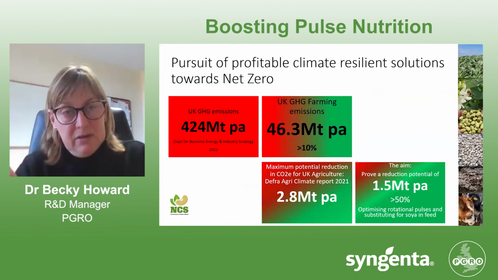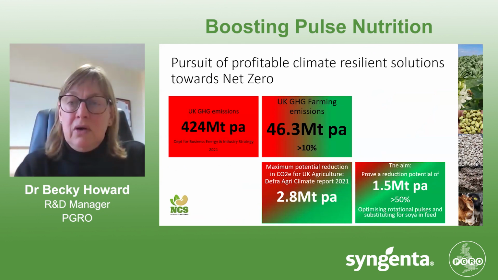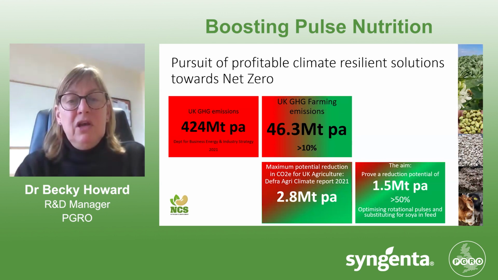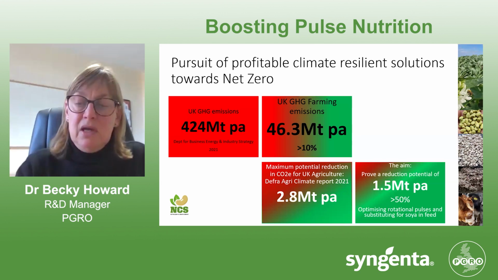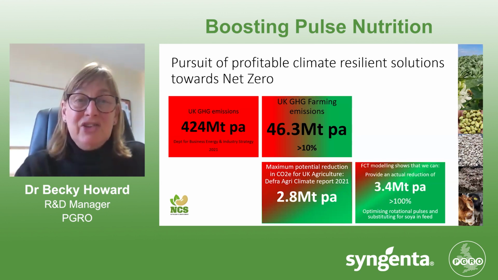Moving on quickly to show that our original estimation of the amount of reduction of carbon emissions was 1.5 million tonnes per annum. So that was estimated at about 50% of the maximum potential reduction of CO2 for UK agriculture. The work that's been done by Farm Carbon Toolkit is showing that actually, if we would get to 20% of arable rotations in pulses, that could be up to 3.4 million tonnes per annum, which is huge.